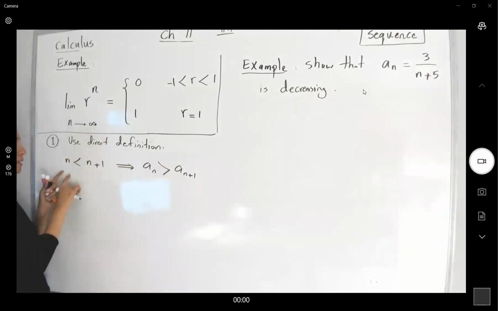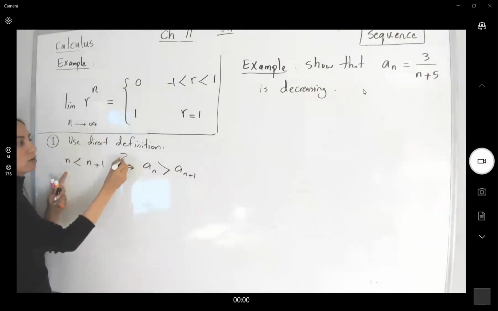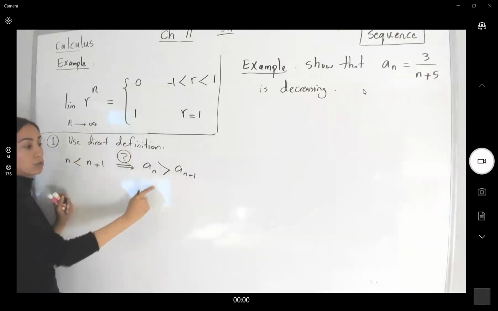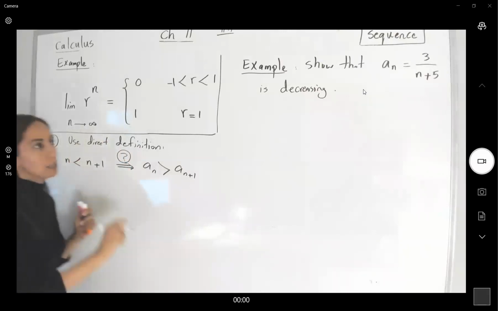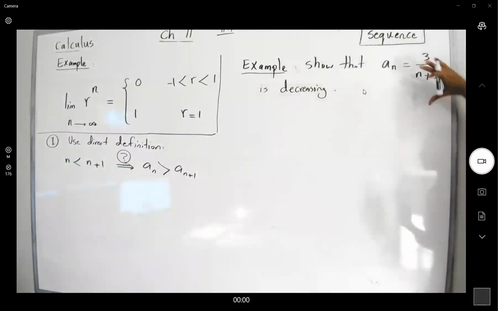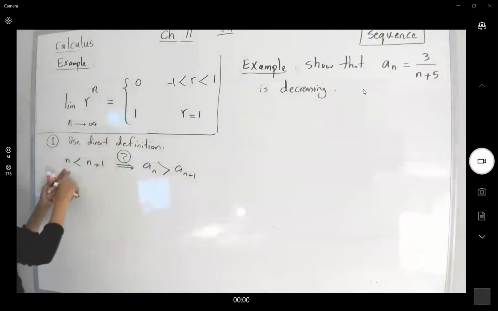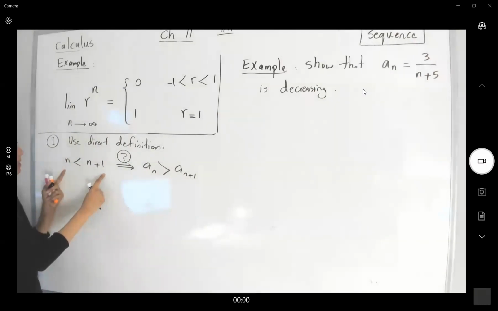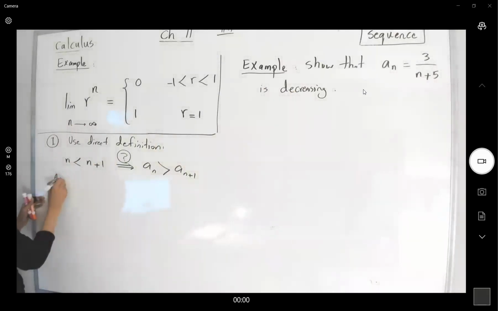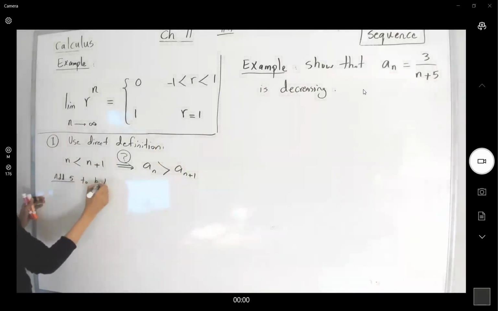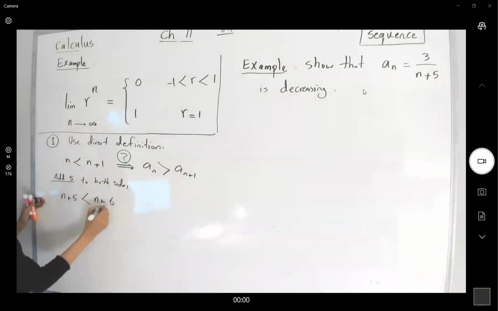Okay, so n is less than n plus 1. Our goal is to show that your y values, your terms, are getting smaller and smaller. Our goal is to construct this function. By adding 5 to both sides, we can just create what is missing there. So n plus 5 is less than n plus 6.